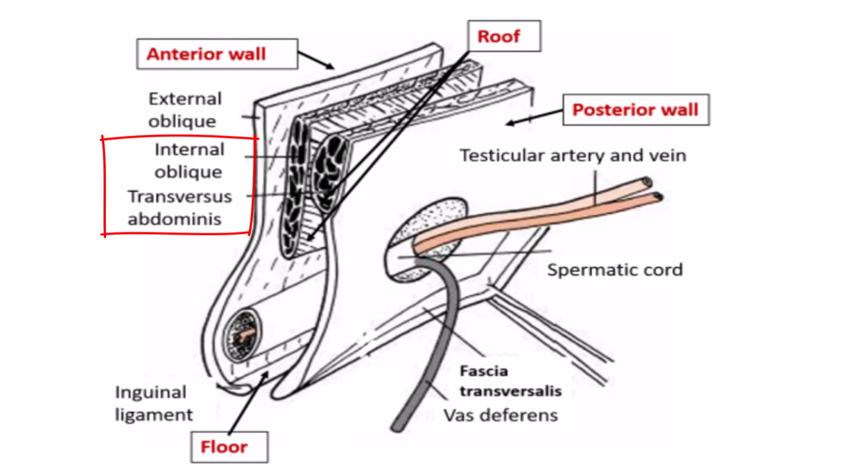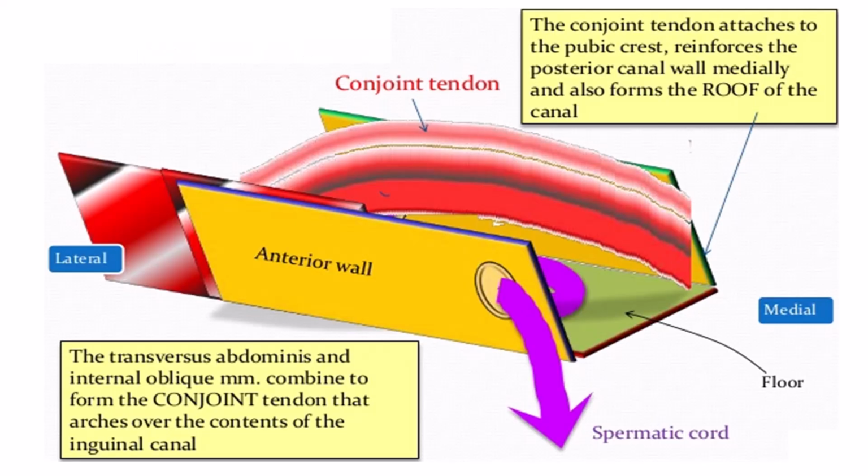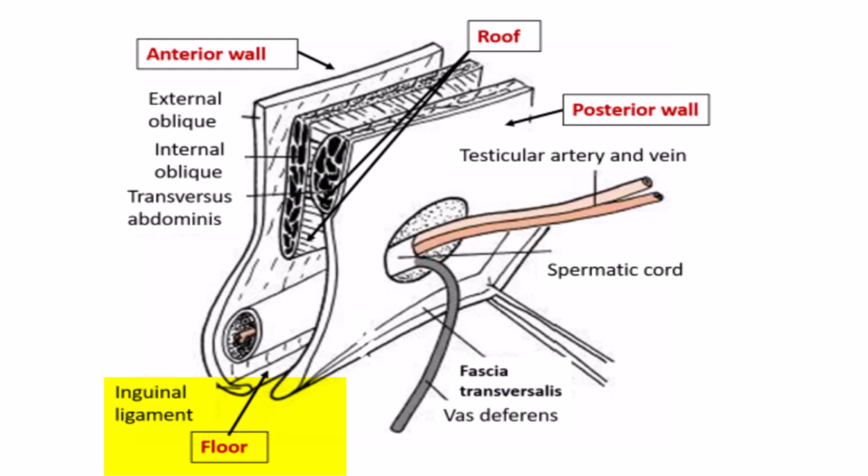Now we'll talk about the roof of the inguinal canal. The roof is arched in form. There are the arching fibers of the internal oblique and transversus abdominis, which combined are called the conjoint tendon. So the conjoint tendon forms arch-like fibers and strengthens the roof. If I talk about the floor, just remember you are walking on the inguinal ligament, so the inguinal ligament forms the floor of this canal.